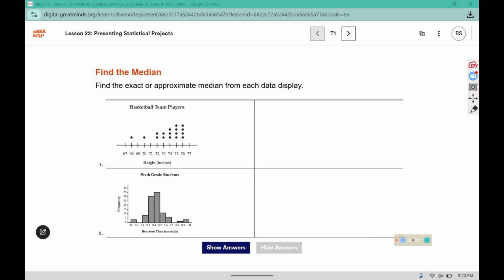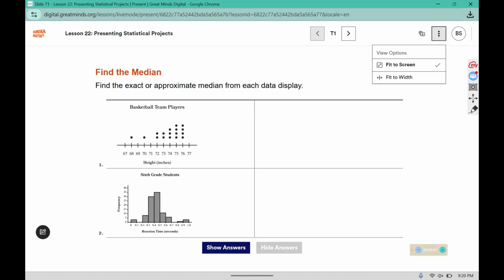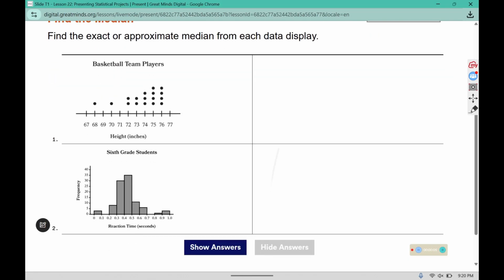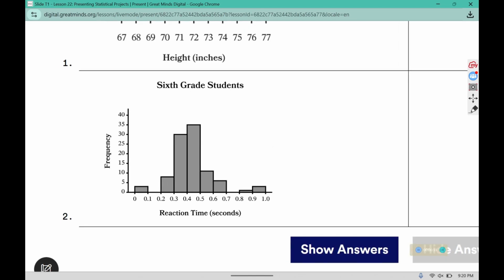Find the exact or approximate median from each data display. I'm going to work with you on number 2. Here we have the amounts. There's about 4 in this one and this one. There's probably 1 here.